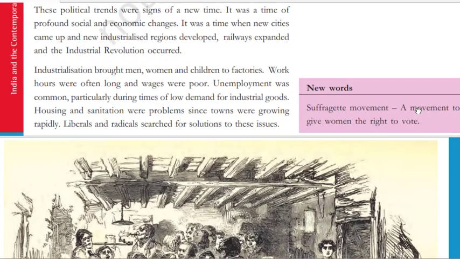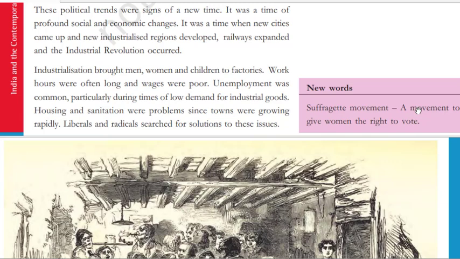These political trends were signs of a new time. It was a time of profound social and economic changes. It was a time when new cities came up and new industrialized regions developed, railways expanded and the Industrial Revolution occurred. Industrialization brought men, women and children to factories. Work hours were often long and wages were poor. Unemployment was common, particularly during times of low demand for industrial goods. Housing and sanitation were problems since towns were growing rapidly.